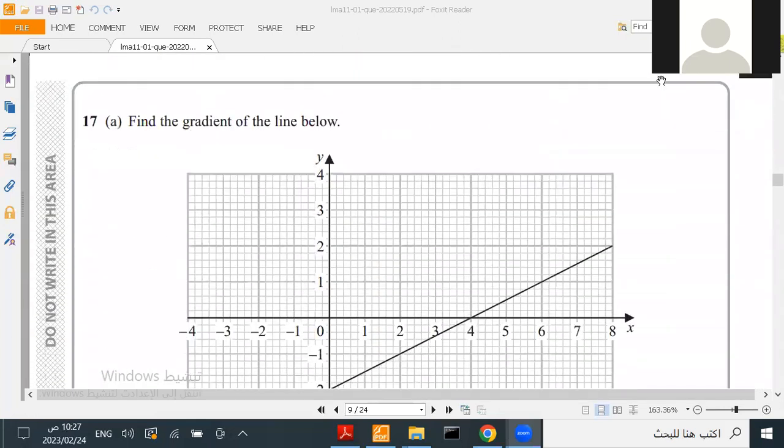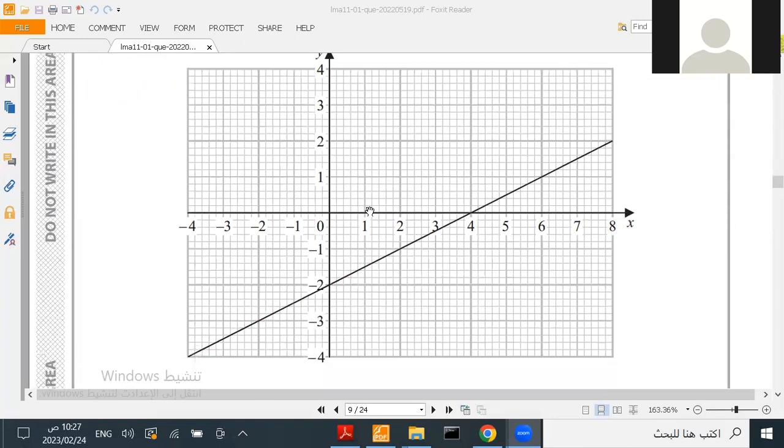Okay, 17. Question 17. Find the gradient of the line below. I want you to focus on this because there are many steps in finding any line's gradient. Okay. Let's see how we do it in many different ways.